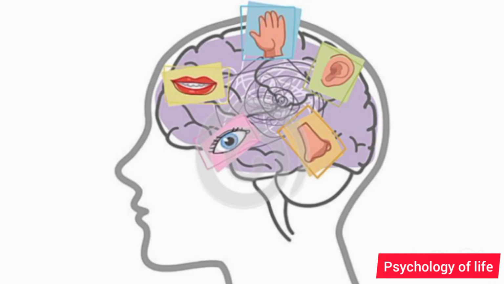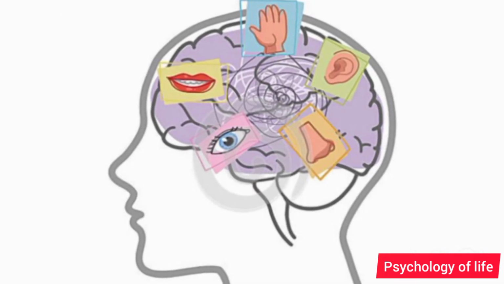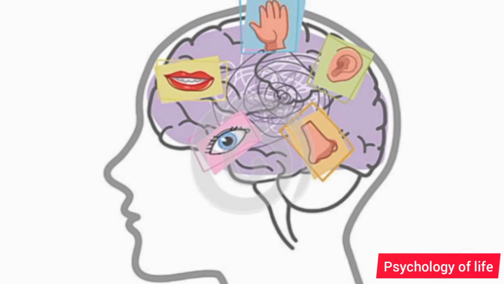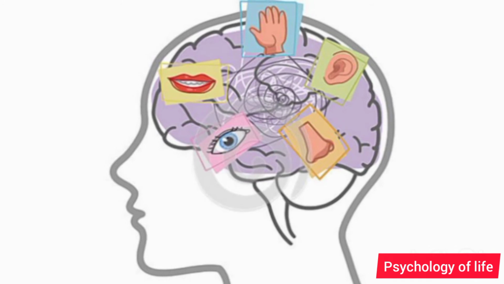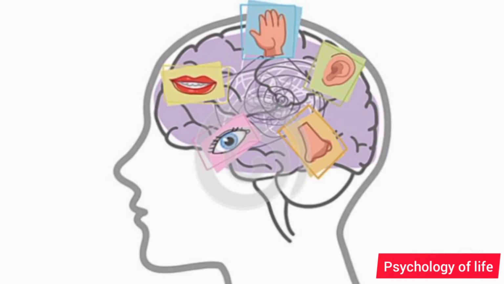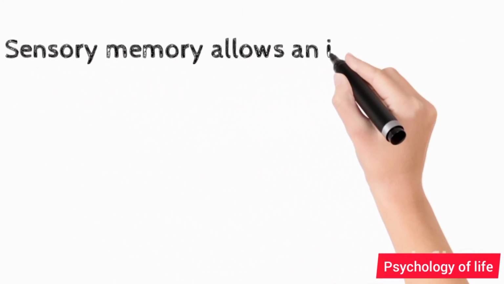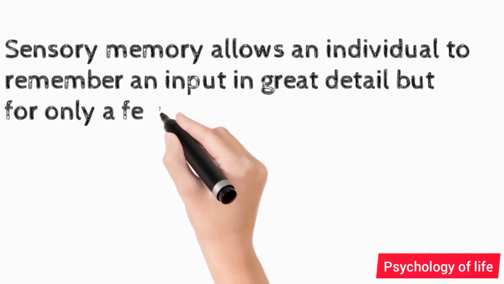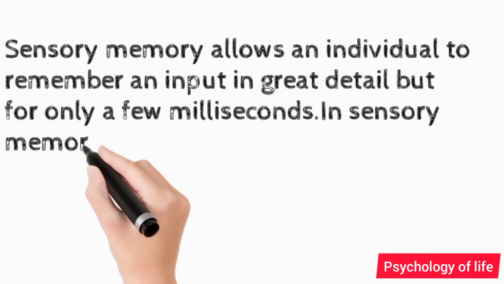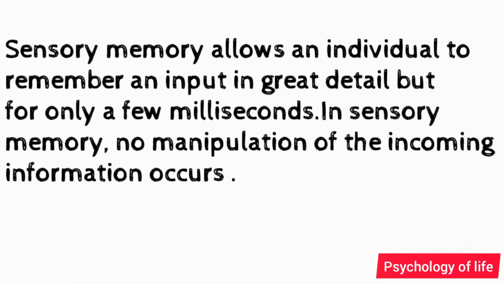During every moment of your existence, your senses are constantly taking in an enormous amount of information about what you see, feel, smell, hear, and taste. Sensory information is stored in sensory memory just long enough to be transferred to short-term memory. Sensory memory allows an individual to remember an input in great detail but for only a few milliseconds. In sensory memory, no manipulation of the incoming information occurs.